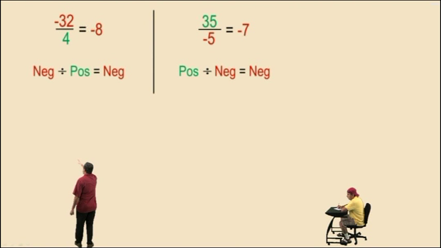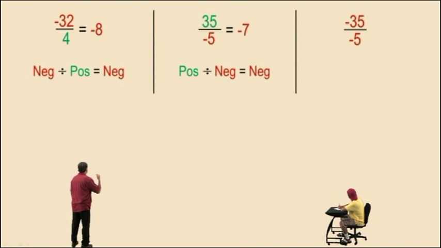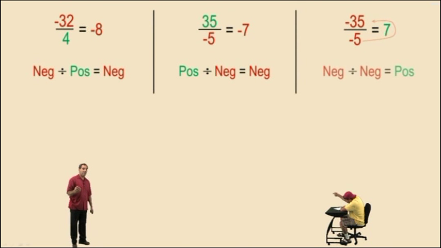If you have a negative on top and a positive on the bottom, your answer will also be negative, right? Because negative 32 divided by a positive 4 is negative 8. So remember, negative divided by a positive is negative, and a positive divided by a negative is also negative. Now, what about the 2 negatives, remember? Negative 35 divided by negative 5 is a positive 7. That's because negative 5 times a positive 7 is negative 35. So this tells us that if you have a negative number on the top and a negative number on the bottom, your answer must be positive.